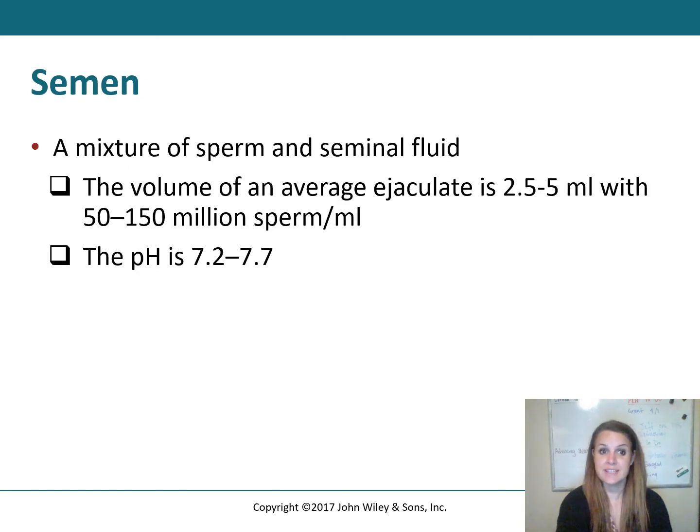So speaking of sex, semen is ejaculated during sex, and on average there are 2.5 to 5 mL of semen ejaculated, with anywhere from 50 to 150 million sperm per milliliter, which is a lot of sperm. And semen is basically a mixture of those sperm and seminal fluid, which is secreted from the seminal vesicles. And the pH of this fluid is about 7.2 to 7.7.